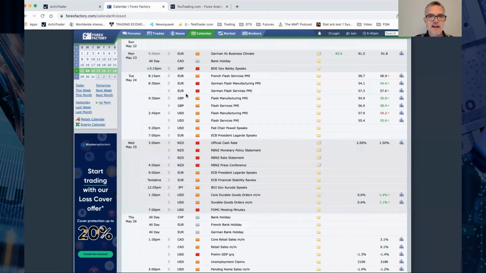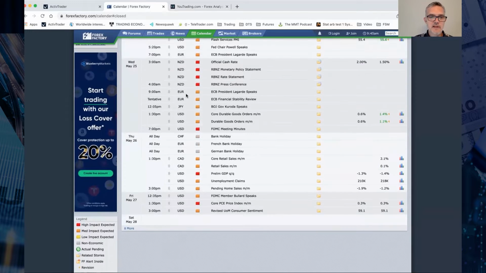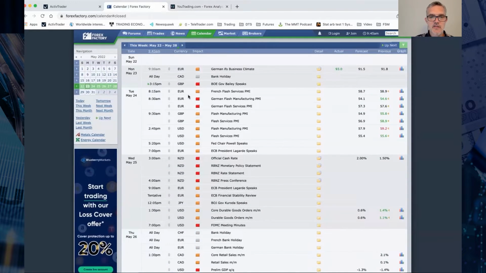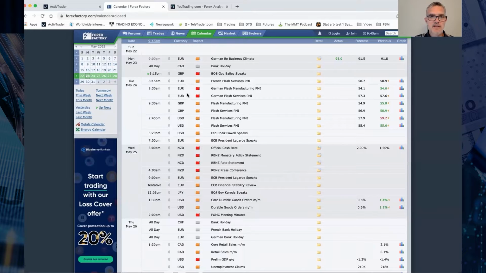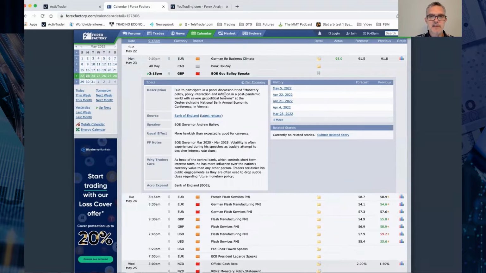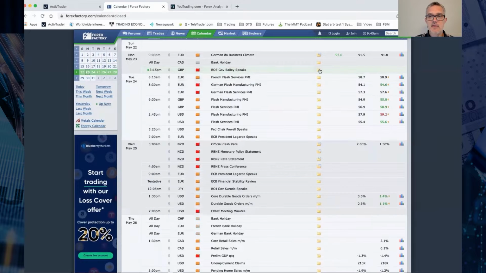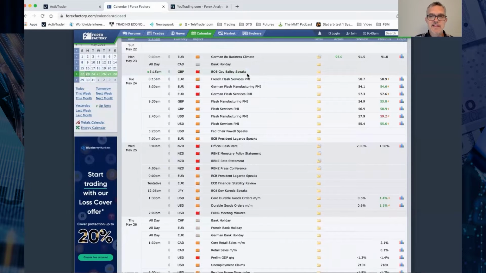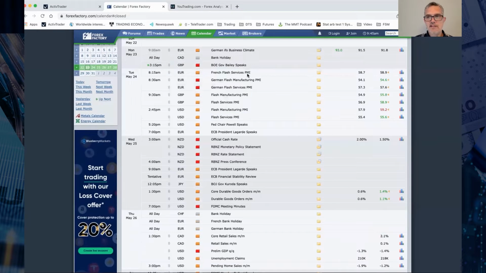Right, going to the economic calendar, looking through just briefly between the 23rd and 27th of May, you can see there are actually quite a few data points which could move the markets. Starting with today, we've got the UK Bank of England Governor Bailey speaking, due to participate in a panel discussion titled Monetary Policy, Policy Interaction and Inflation in a Post-Pandemic World. We do also have the World Economic Forum. They're hosting lots of speakers this week.